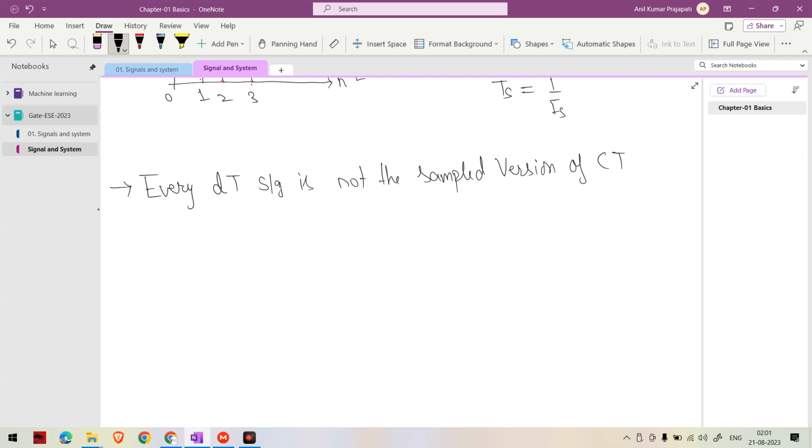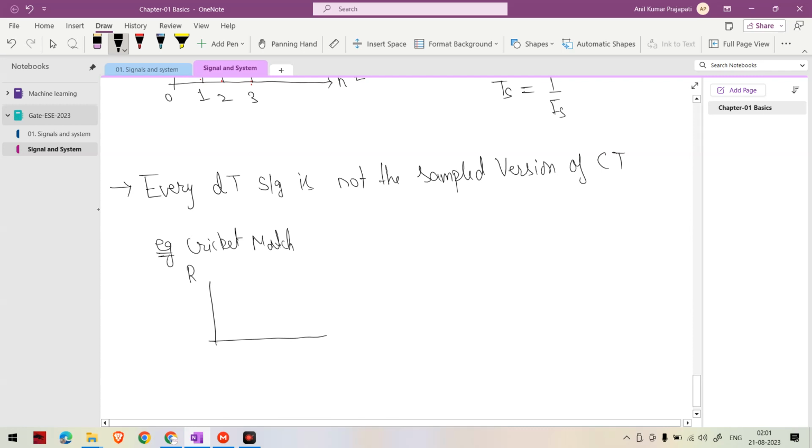For example, in a cricket match, if you plot runs versus overs, you can say in the first over the player scored 6 runs, and in the second over scored 3 runs, and so on. So you will directly get the discrete time signal.